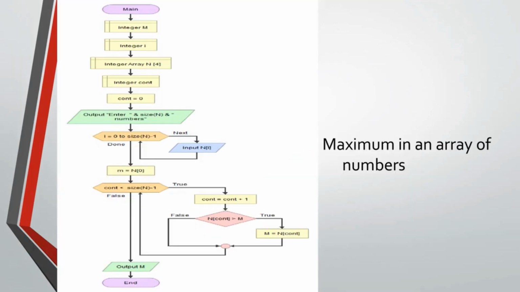Maximum value in an array of numbers. Declare m, i, cont variables, and array n of size 4. Set cont to 0 by an assign symbol. To enter 4 numbers in array n, a for loop is declared. The first number of the array is set to the m variable. m equals maximum value. A while loop is used to compare the numbers in the array with the starting number, which is stored in the m variable. If any array number is more than the m value, then the m value is replaced by that number. Lastly, the m value is printed on the screen.